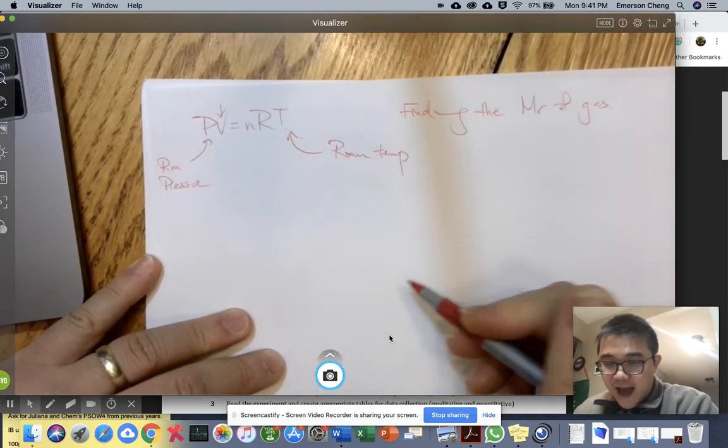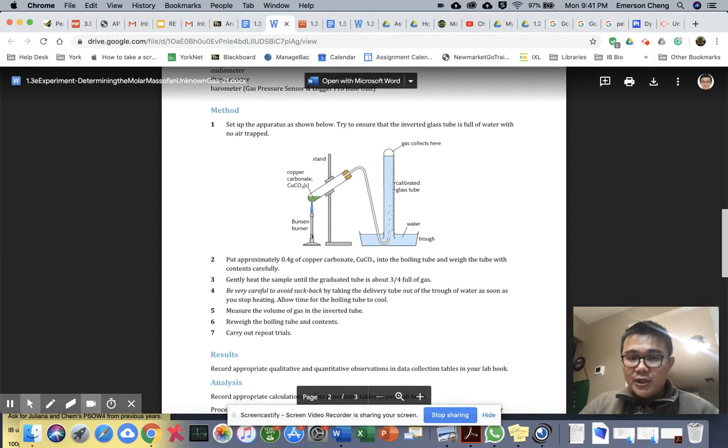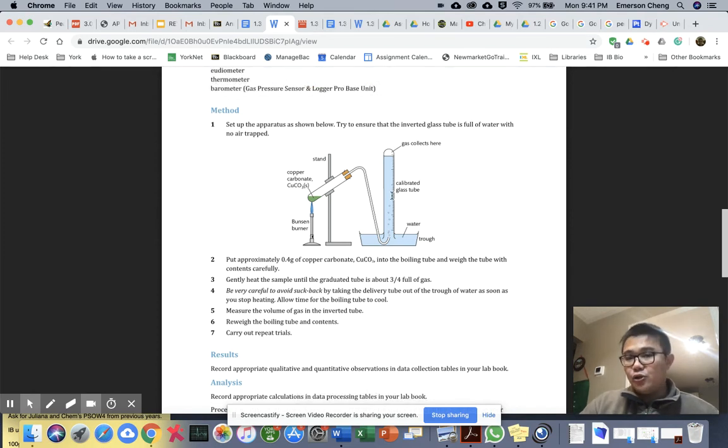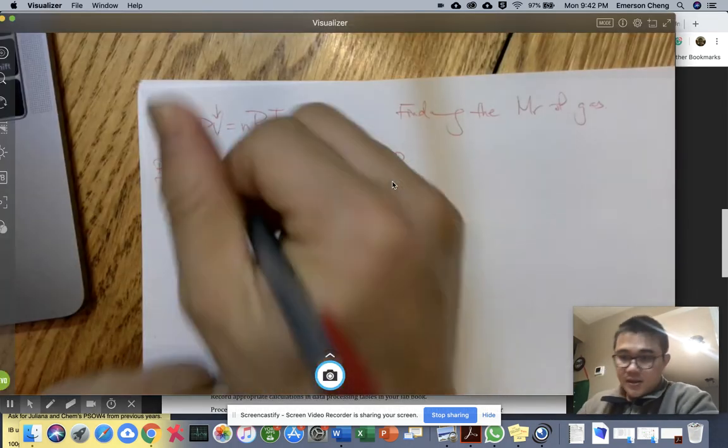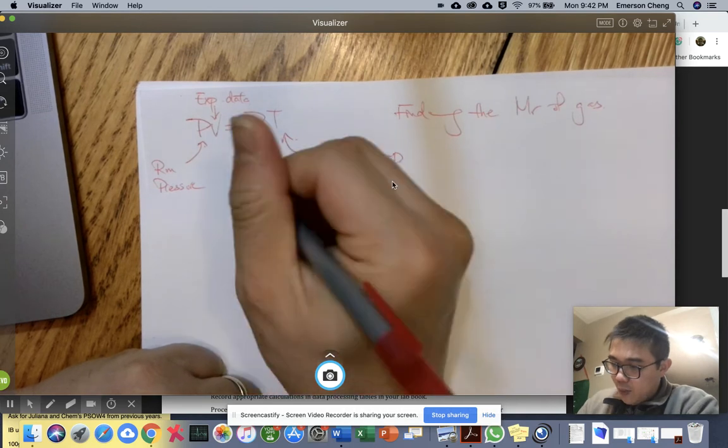Now, volume of the gas is based on your gas collecting tube, how much gas you collected. If you didn't have any air bubble, you'll just do your final reading. Or, as I've said to some of you, make sure there's a bubble up to a certain point so you can do final minus initial. You can do it that way. This is experimental data.